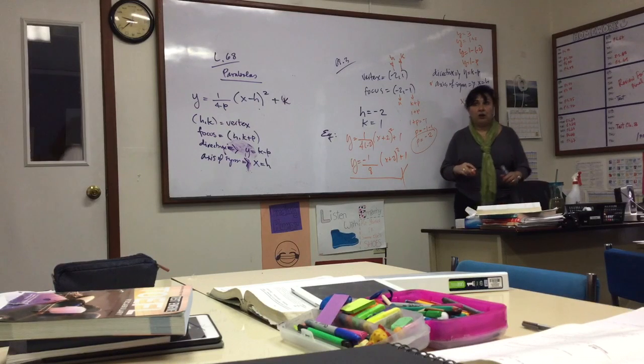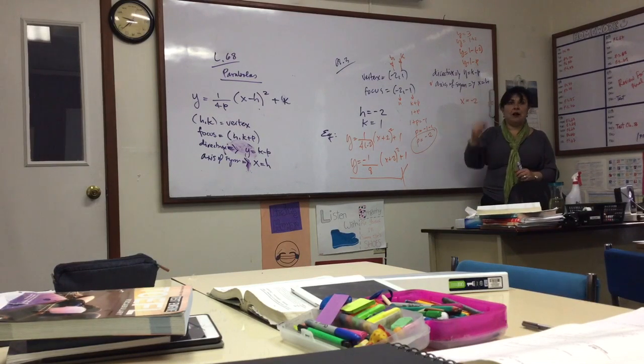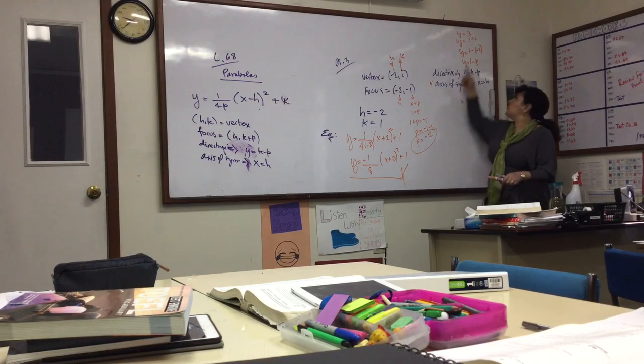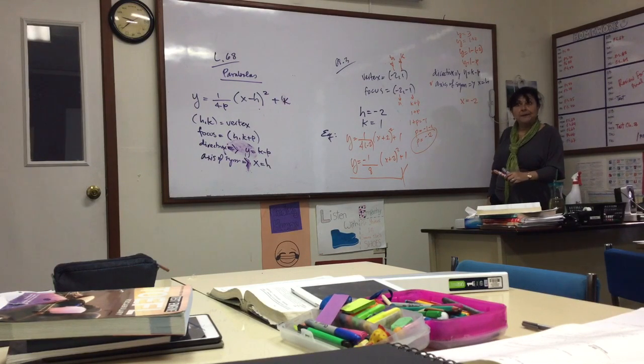Can you graph it from there? Is it going to open to the bottom or to the top? Bottom, because it's a negative, which explains why that one's a plus. We good? You have seen this before, right?